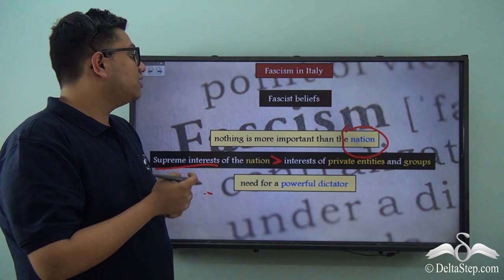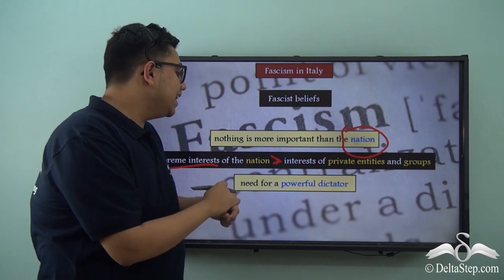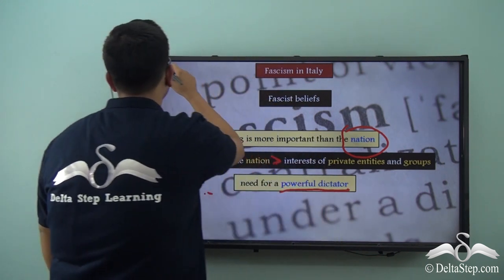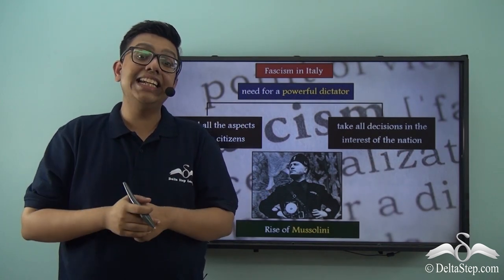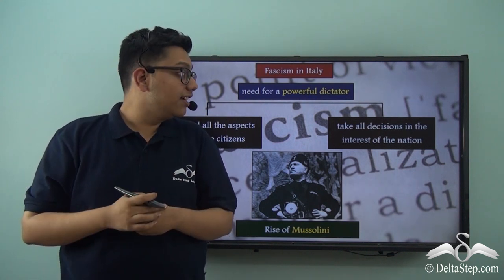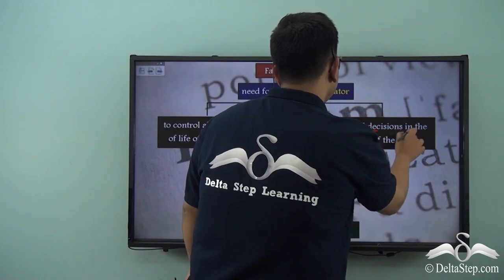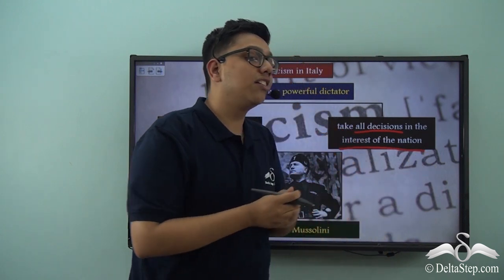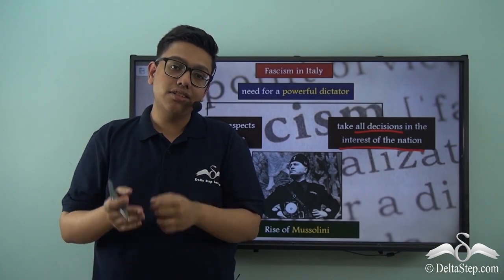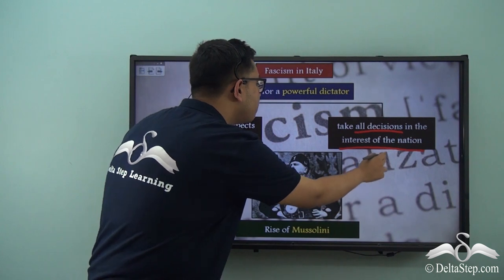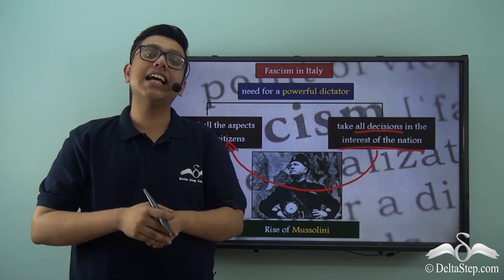And finally, we see that fascism, being a totalitarian ideology, puts a core emphasis on the need for a powerful dictator. Now, a powerful dictator would be able to control all the aspects of the citizens, including their private lives. And all this would be done by the leader himself. And he would be able to take all decisions in the interest of the nation. And he would determine what the interest of the nation would be. And in this case, while trying to preserve the interest of the nation, the leader can surpass the interests of the citizens at any time, and therefore would be able to control the citizens' lives as well.